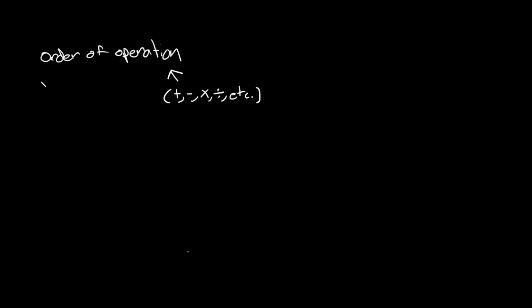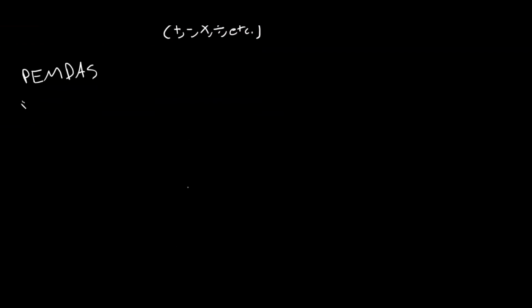So the order is important to ensure that everybody gets the same answer. The order that we follow in math is given by this saying, PEMDAS. And this is going to tell us the actual order that we need to solve expressions, starting with solving whatever's in parentheses first. And then the second letter here is E, and this tells us that we're going to do exponents next.